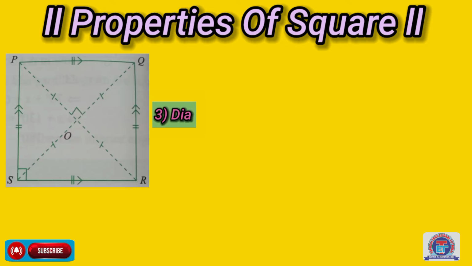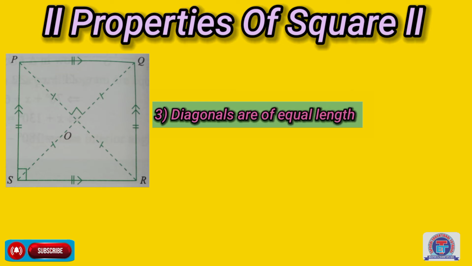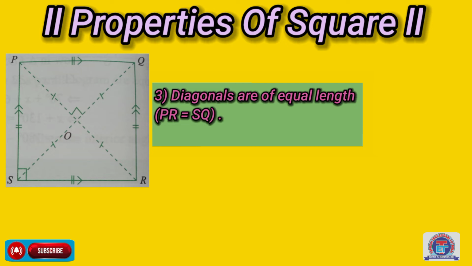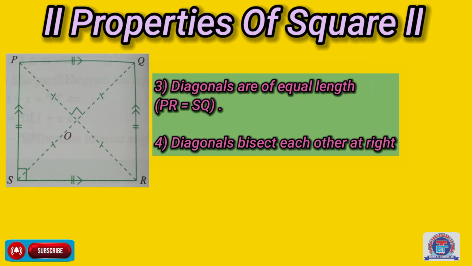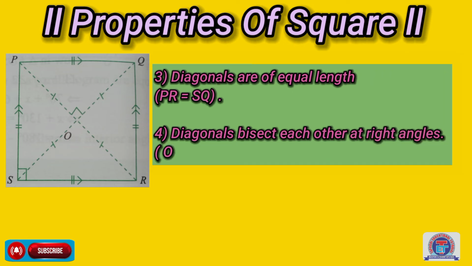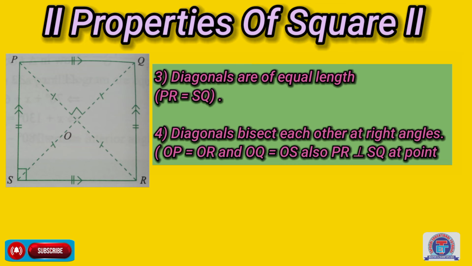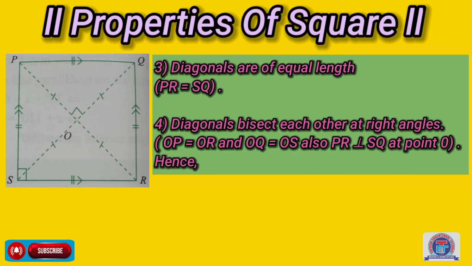Number 3, diagonals are of equal length. In this given figure, here PR and SQ, two diagonals, intersect at point O. Now number 4, diagonals bisect each other at right angles.